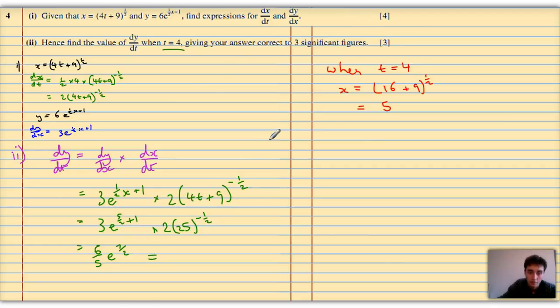And it wants our answer to 3 significant figures, so we'll plug that into the calculator. If we do the exponential of 7 over 2 and times it by 6 over 5, it gives us 39.7 to 3 significant figures. Question solved.